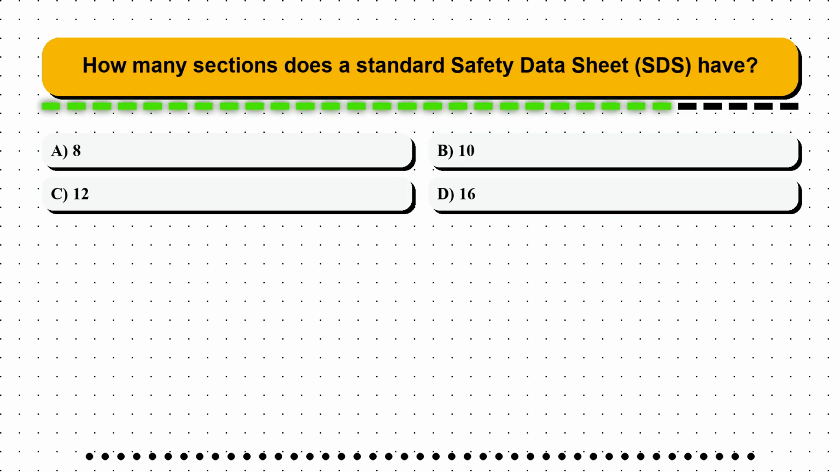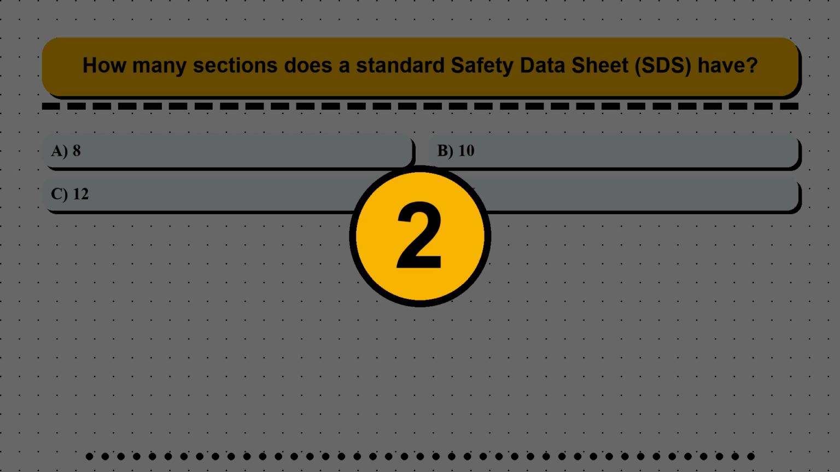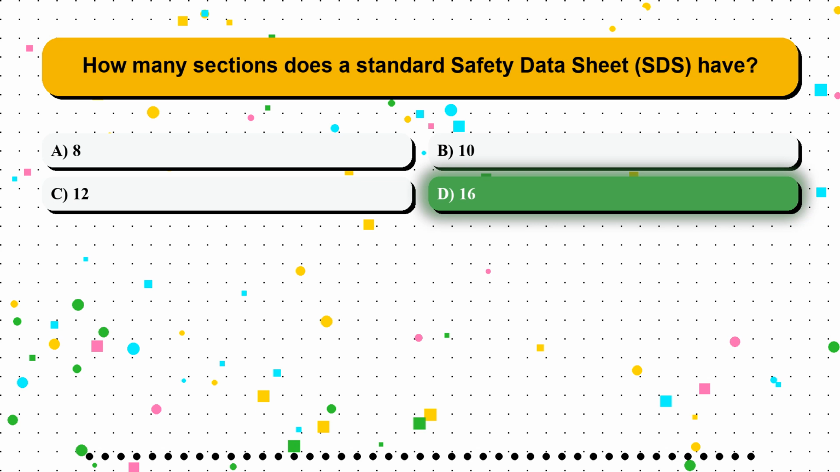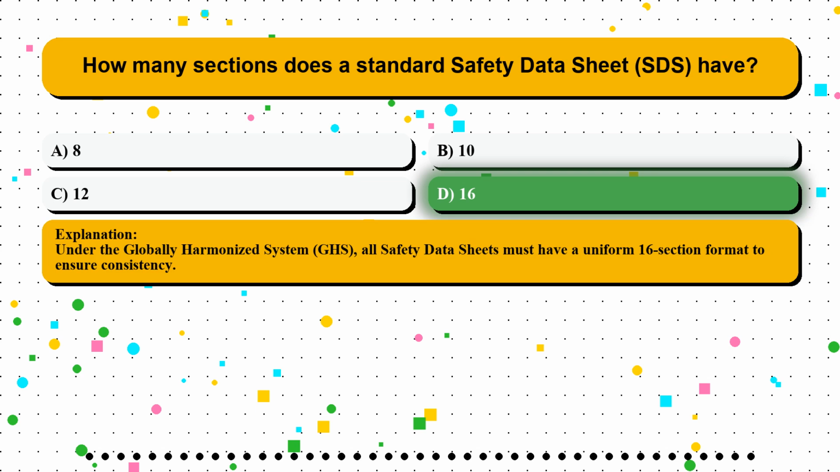Question 10. How many sections does a standard safety data sheet, SDS, have? Option A, 8. Option B, 10. Option C, 12. Option D, 16. The correct answer is option D, 16. Under the Globally Harmonized System, GHS, all safety data sheets must have a uniform 16-section format to ensure consistency.